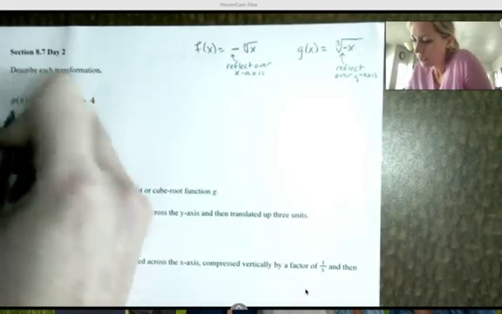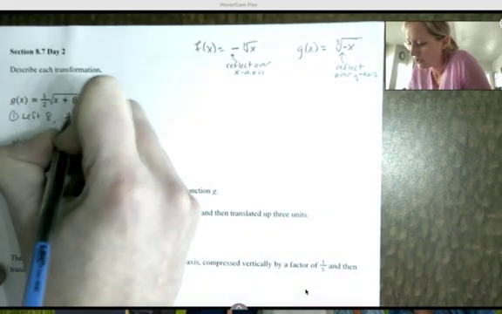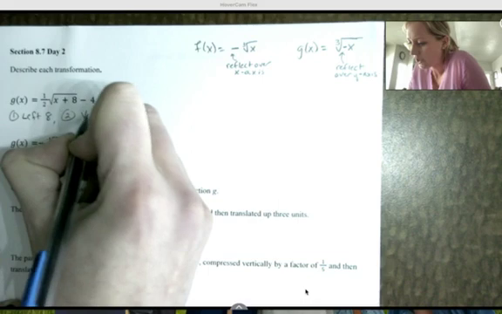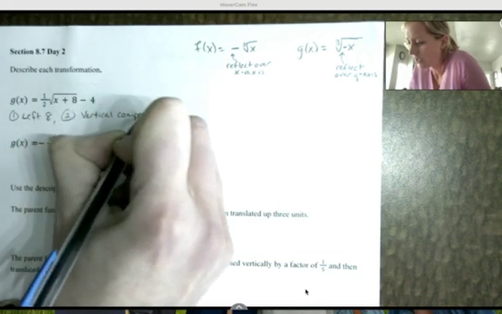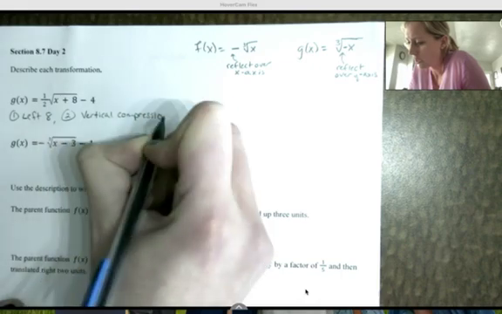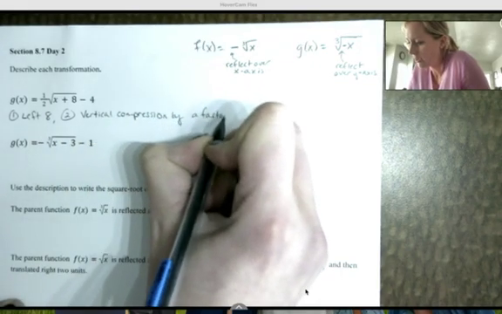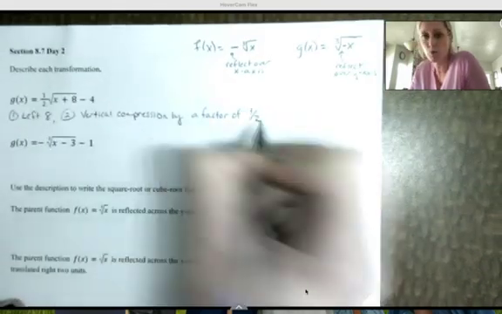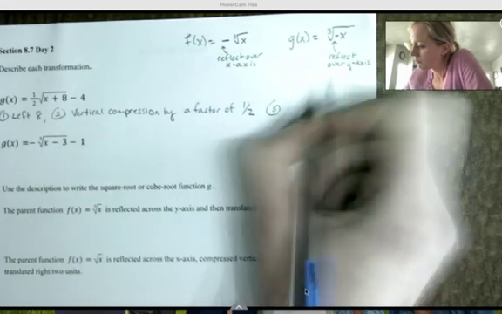So first is left 8. Second is vertical compression by a factor of 1/2. That means all the y values get multiplied by 1/2. And then third, we would go down 4.